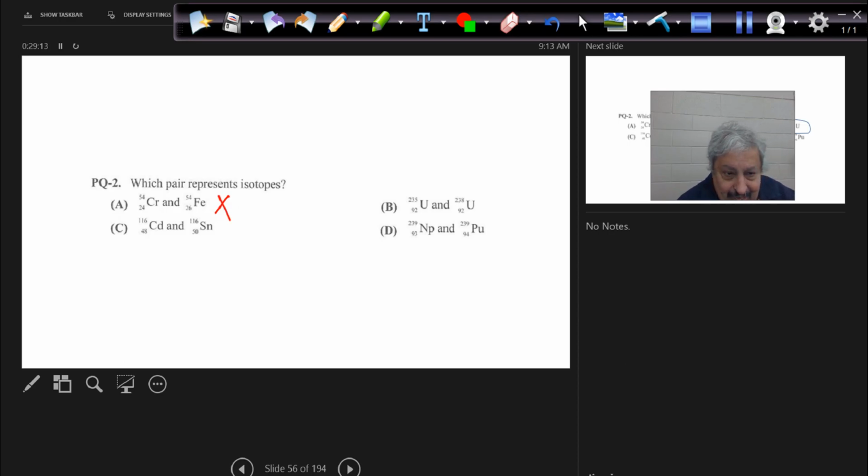How about the second one? 48 and 50. You can eliminate this. You have to have the same one. Which one has the same atomic number? 92, 92. Those are different from the others. So C, they have the same atomic number, but the number of neutrons is different because the atomic mass is different. This is 235, this is 238. Make sense, guys? Okay, so the answer is C.